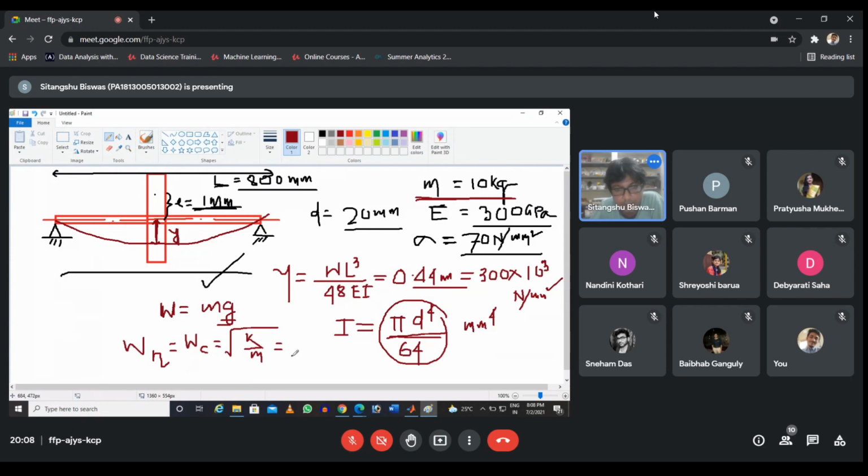So k means, you know, F is equal to kx, so force by displacement. So that force means W, means mg, by displacement, here the deflection y, into m. So that is basically square root of g by y. So g, you put the value of g as 9.8 and y is in mm, so you convert into meter and tell me the value, what is that, omega n?